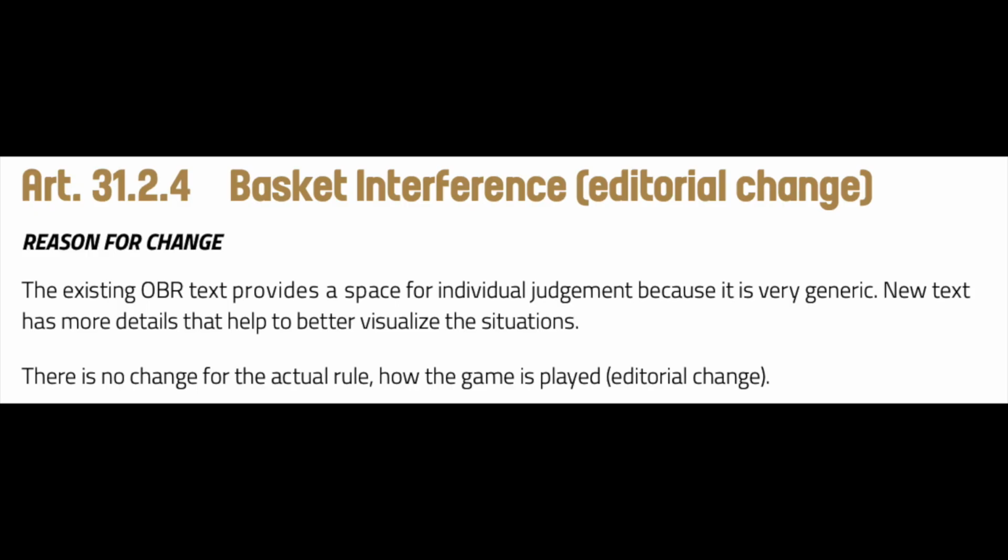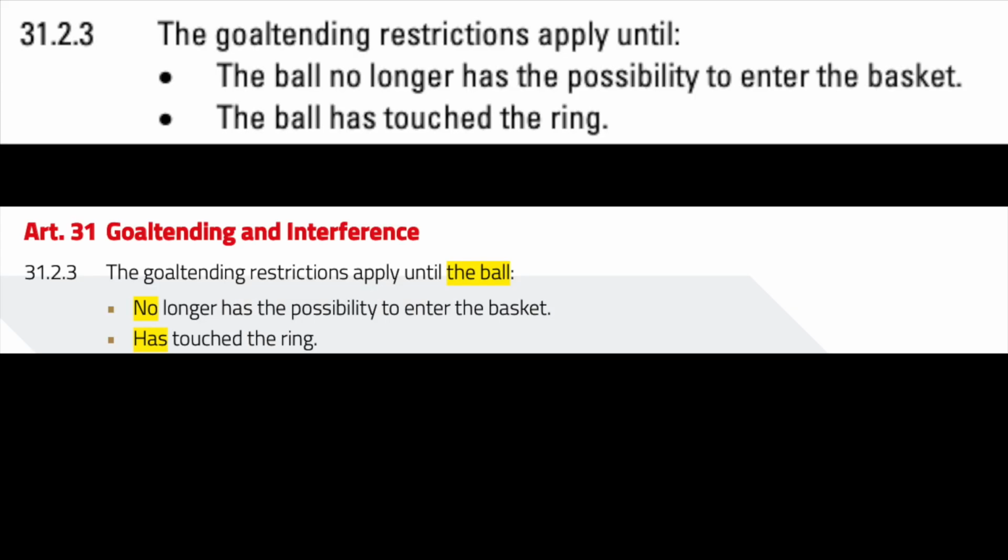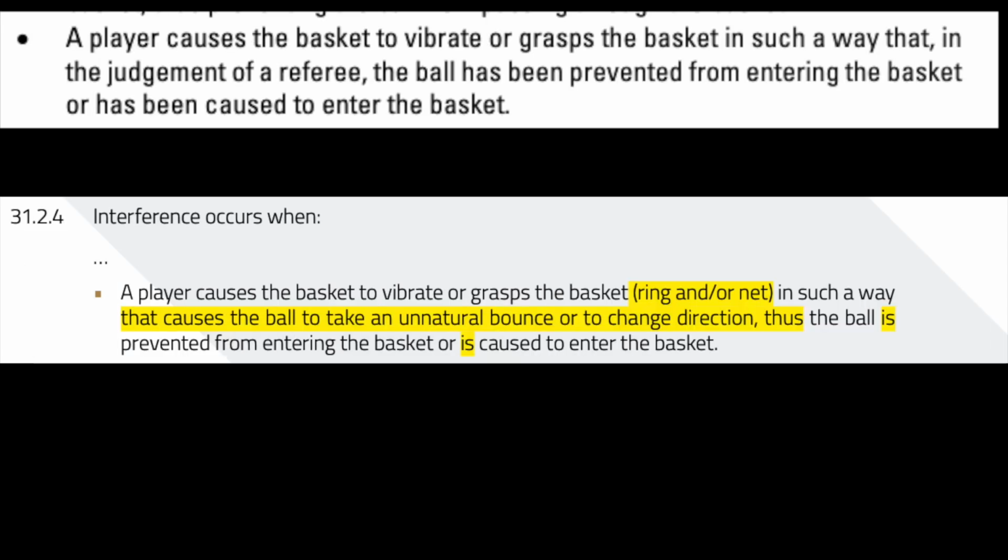We have an editorial change for basket interference. As I said, the existing text provided space for individual judgment on it because it was very generic. The new text should help better visualize the situations. Here are examples of what was changed from the previous rules to the new ones, like a simple replacement where it's the same thing, but you're just putting "until the ball" instead of "the ball" in those 2 bullet points. But here's what we're really looking at for our editorial change: putting in the words that it causes the ball to take an unnatural bounce or change direction.